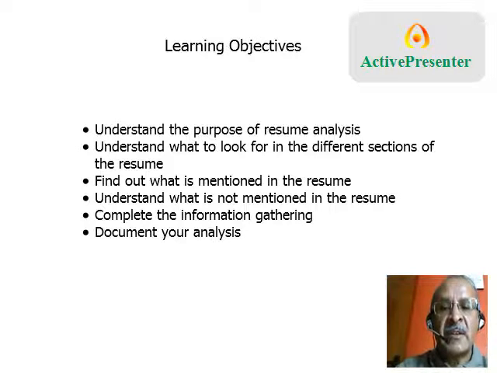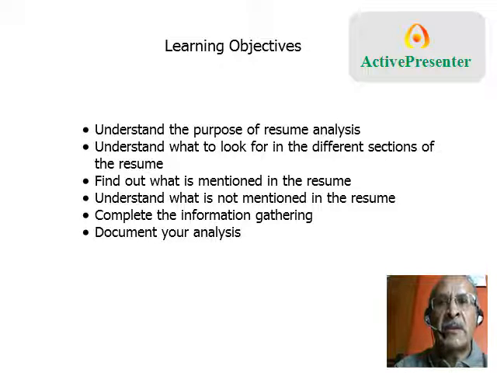A resume has different sections. So what do you look for in these different sections? What does each section mean to you from a recruitment perspective? There are certain things or certain information that is mentioned in the resume. What are those? These are very clear. At the same time, there is certain information which is not explicit in the resume. So how do you actually find out those?